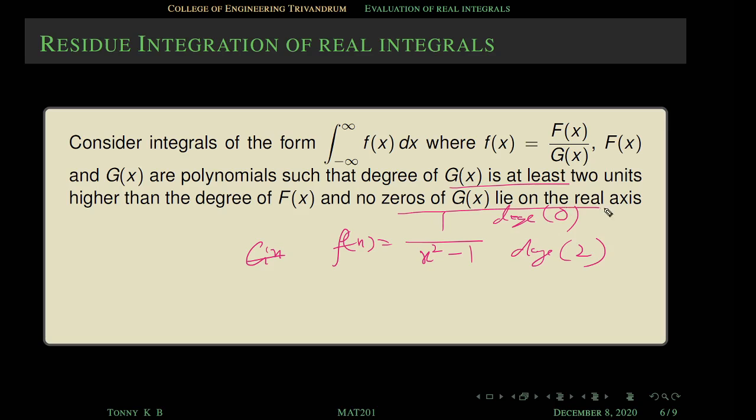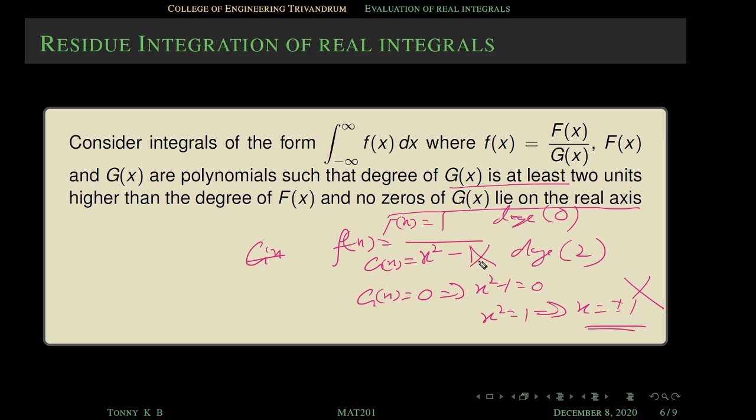Then what about the second condition? The second condition is no zeros of g of x lie on the real axis. What are the zeros of g of x? Here f of x is 1 and g of x is x square minus 1. So whenever g of x equals 0, this implies x square minus 1 equals 0. So x square equals 1. This implies x is equal to plus or minus 1. So this g of x has zeros which lie on the real axis. So this is not allowed. Clear? So this function is not allowed.